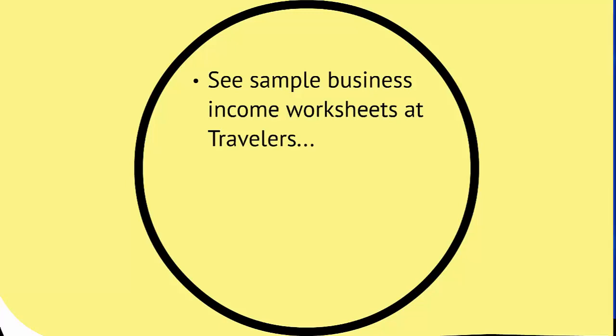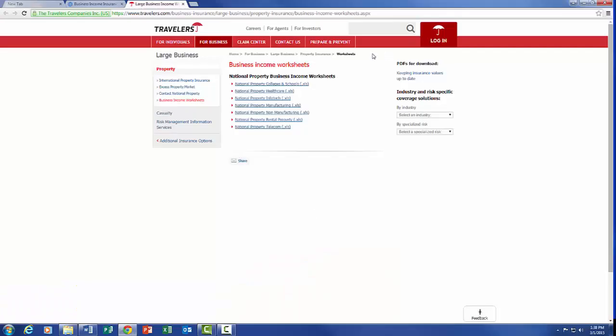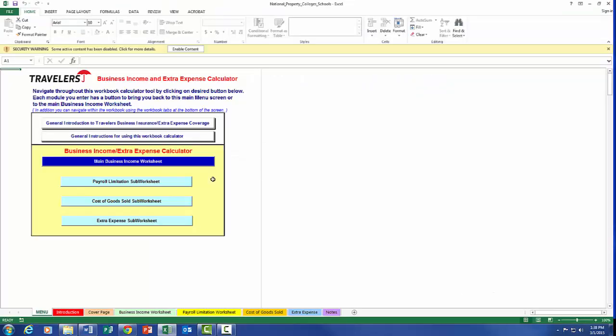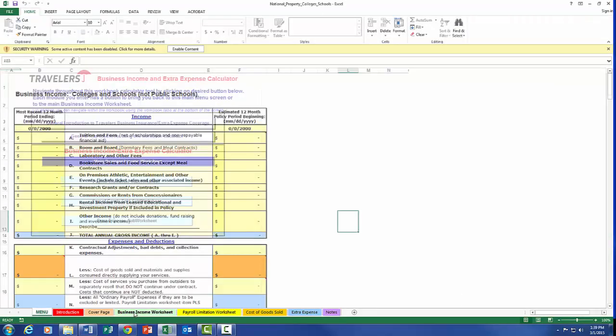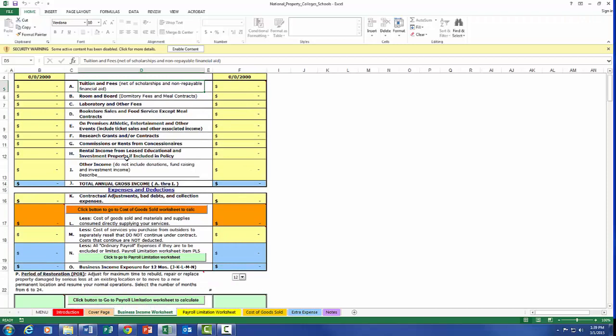Let's look at a sample business worksheet at Travelers. Notice on their webpage, which is very convenient, there are several different categories of business income worksheets. Let's look at National Property Colleges and Schools. We can look here at the business income worksheet. This will trigger the insured to consider all of these different sources of revenue: tuition and fees, room and board, lab and other fees, books, etc.